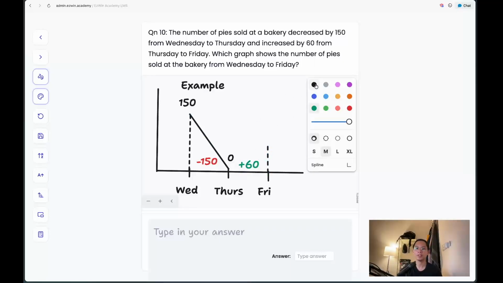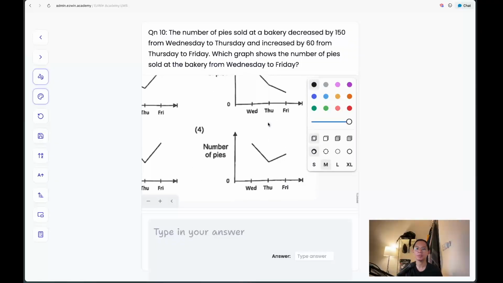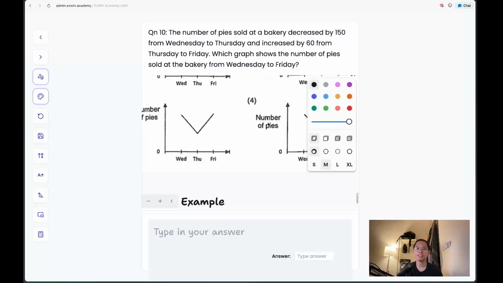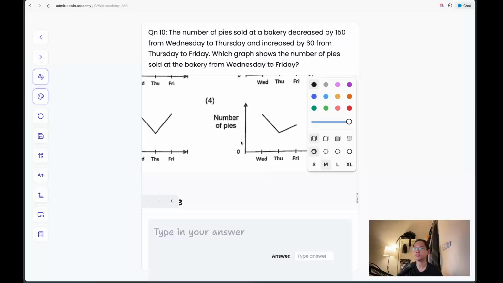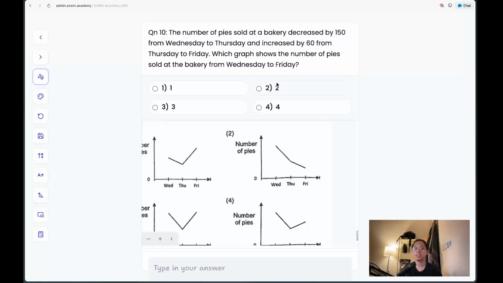So it's roughly somewhere something like this, right? So there is a very steep line going downwards and then plus 60. So it can't be like this, because minus 150, if you want to go back to the same, we need to have plus 150. But since this is just plus 60, it will look something like a simple tick. So let's see which option has a simple tick as what we see over here. In this case, it is option number 4. So the answer to this question is option number 4.